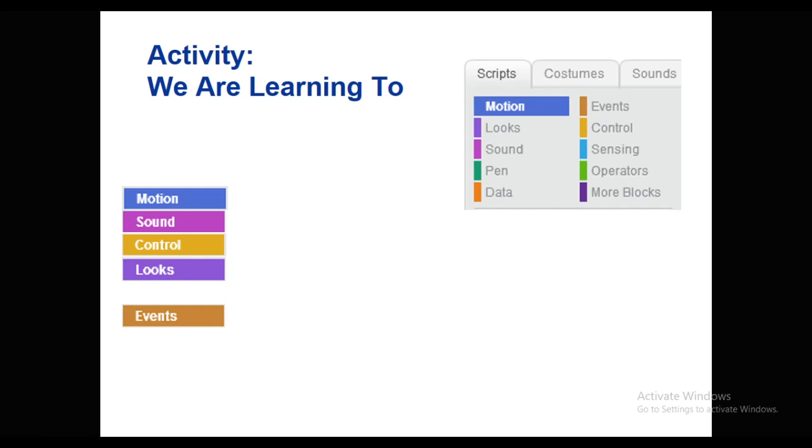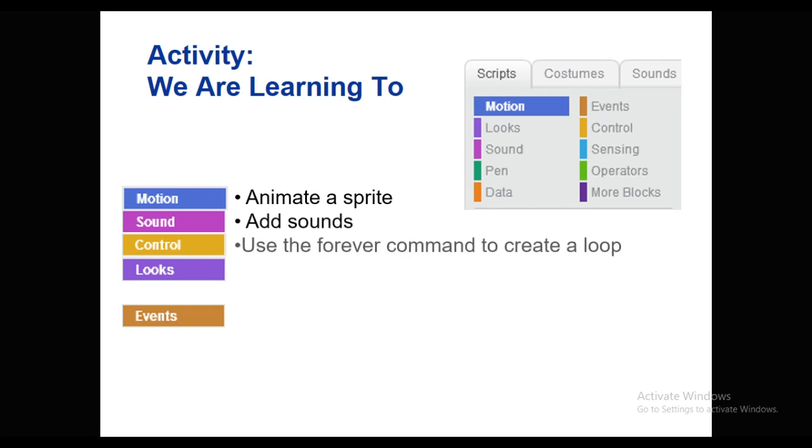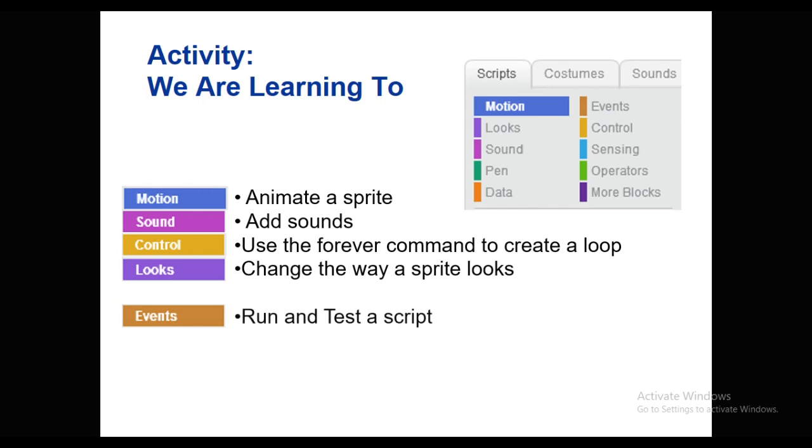Today we're going to be continuing to learn about Scratch, and we're going to be having a look at, in particular, motion, sound, control, looks and events. And these are all the functions that are within the Scratch application. So with motion we're going to animate a sprite. With sound we're hopefully going to add some sounds in for you. With control we're going to use something called a forever command to create a loop. And with looks we're going to change the way a sprite looks. Once we've done all of that and we've actually created something, we're going to run and test the script and see how it performs for us.